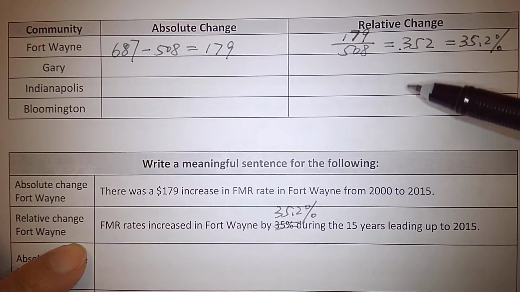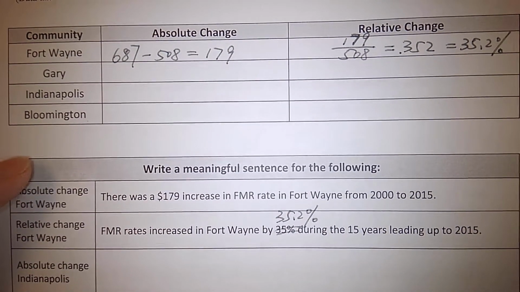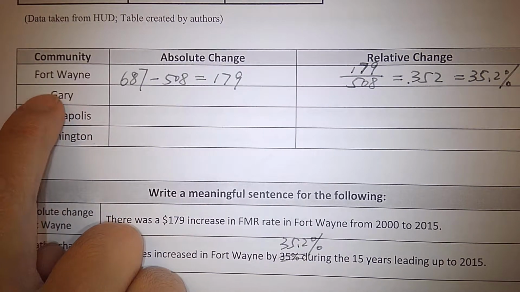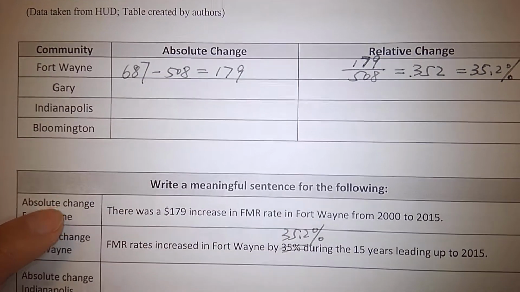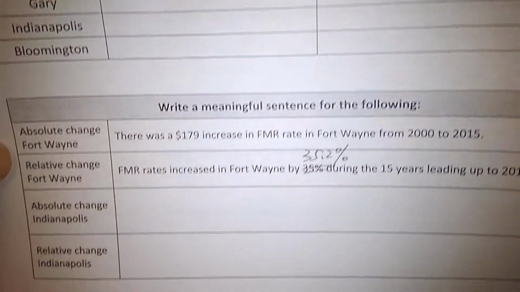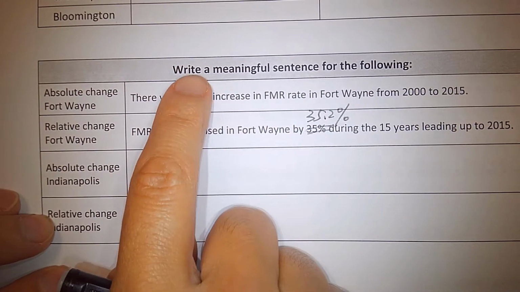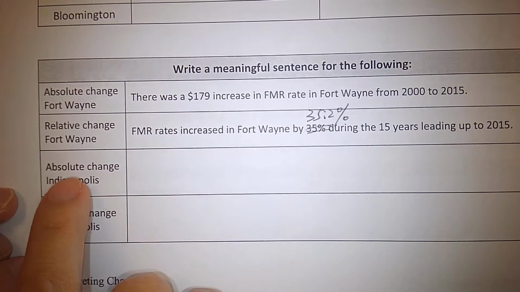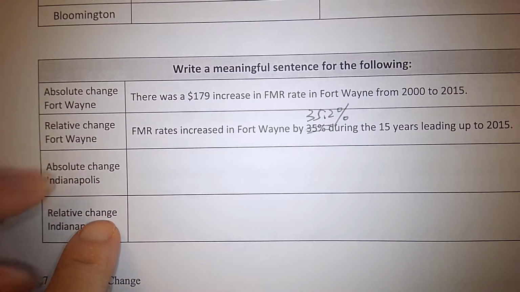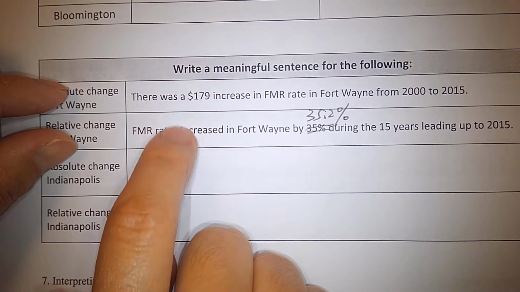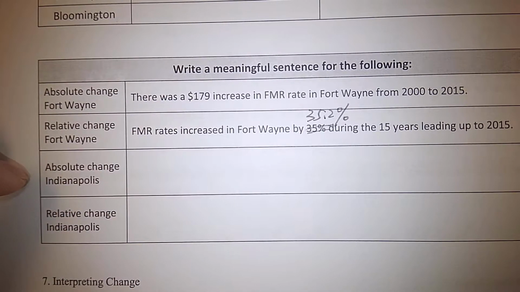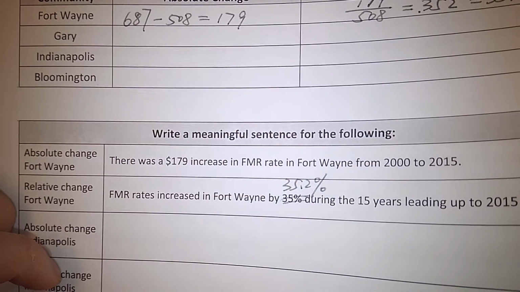I'm not going to do everything in the table, but I believe we have already done one line. That's for one city, Fort Wayne. You can mimic and do all of these cities, and then you should also be able to answer the question. Okay, write a meaningful sentence. For these 2 lines, it's only for Indianapolis, absolute change, relative change. You can mimic what is given, copy these sentences and then mimic. Okay, so this is page 74, you guys. I think we're good on that page.